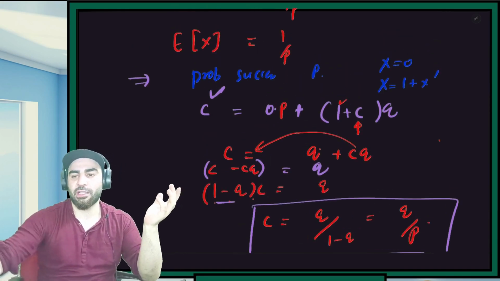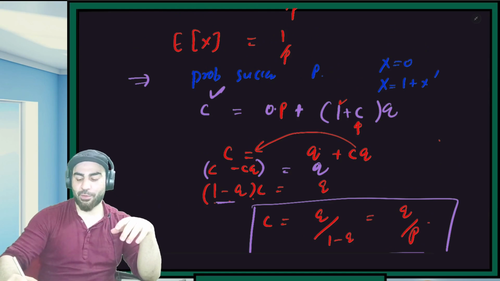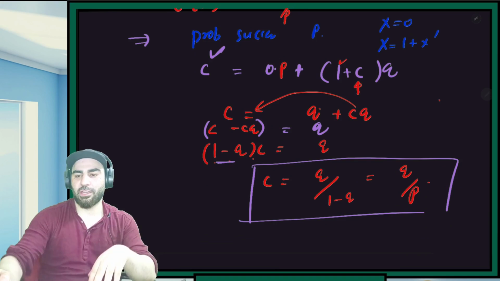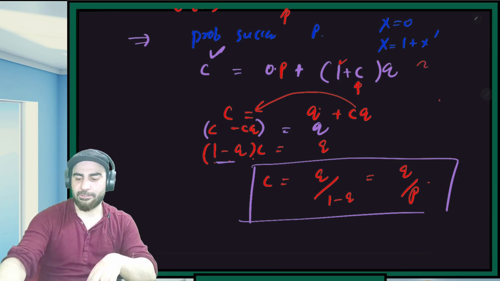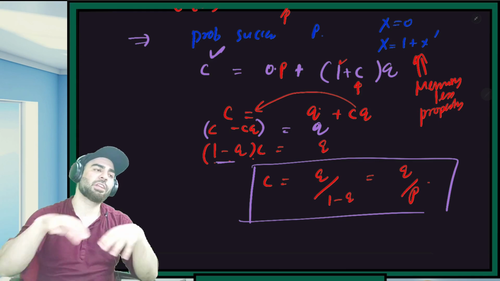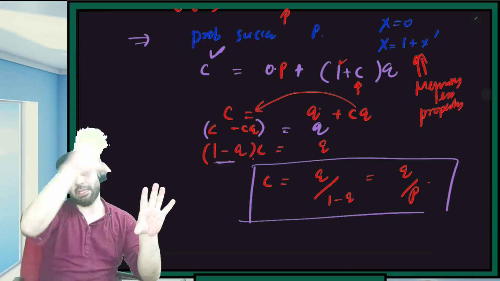So here what we did is actually called the memoryless property. Here we'll see this also. I'll give you questions in the assignment. So this over here is called the memoryless property. Why is it called the memoryless property? Because you resort to the same problem. Once you failed, it again starts from the same thing.